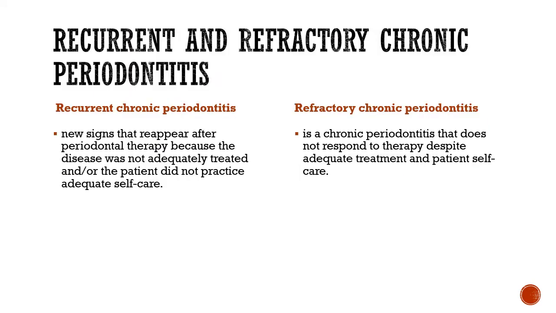There are a couple different forms. They are recurrent and refractory chronic periodontitis. Now, recurrent chronic periodontitis is where new signs reappear after periodontal therapy because the disease was not adequately treated and/or the patient did not practice adequate self-care. Refractory chronic periodontitis is a chronic periodontitis that does not respond to therapy despite adequate treatment and patient self-care.